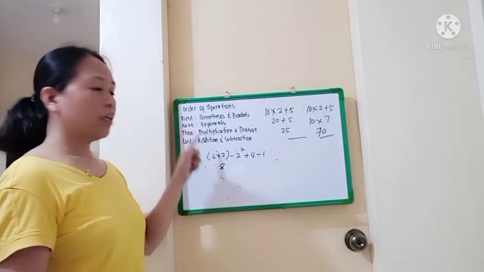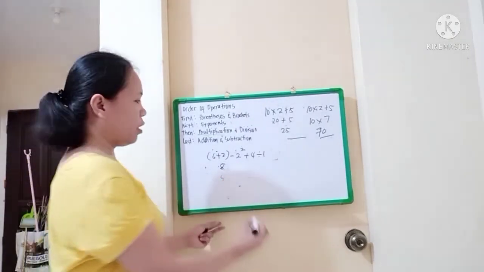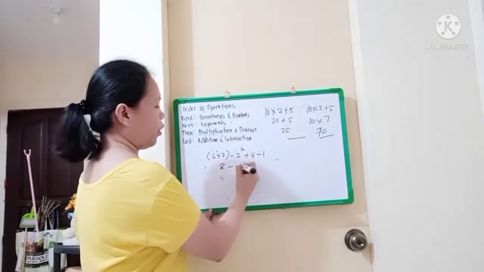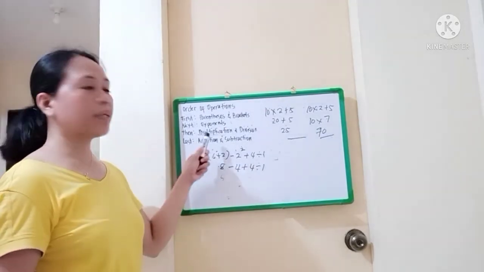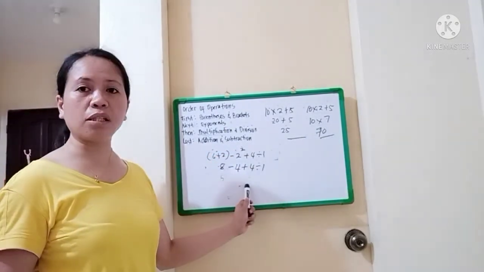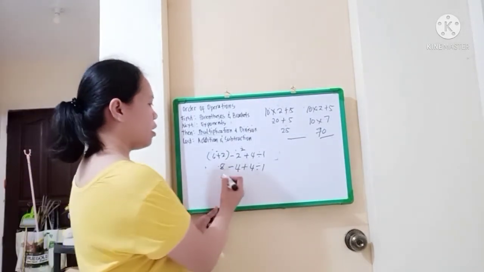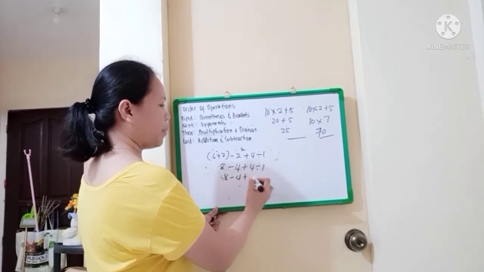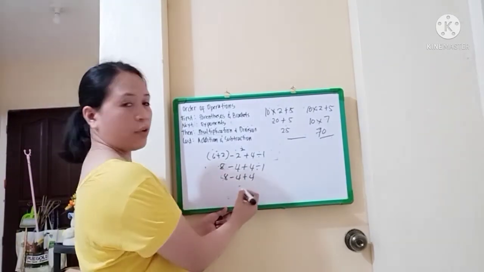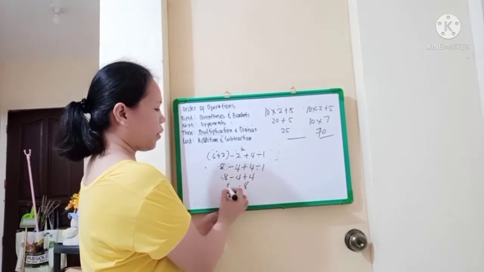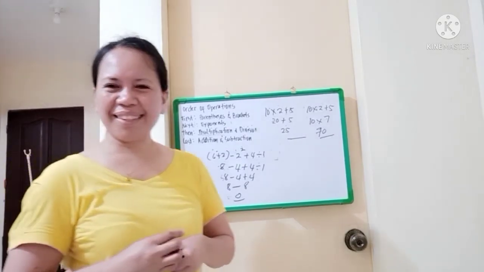The next, in our case, we have a number with an exponent. So 2 times 2, 4. The next are multiplication or division. But we don't have multiplication here. But we have division. So 4 divided by 1 is equal to 4. So just carry or copy. The next are addition and subtraction. So we need to solve first the 4 plus 4, 8. So 8 minus 8 is equal to 0. Got it?